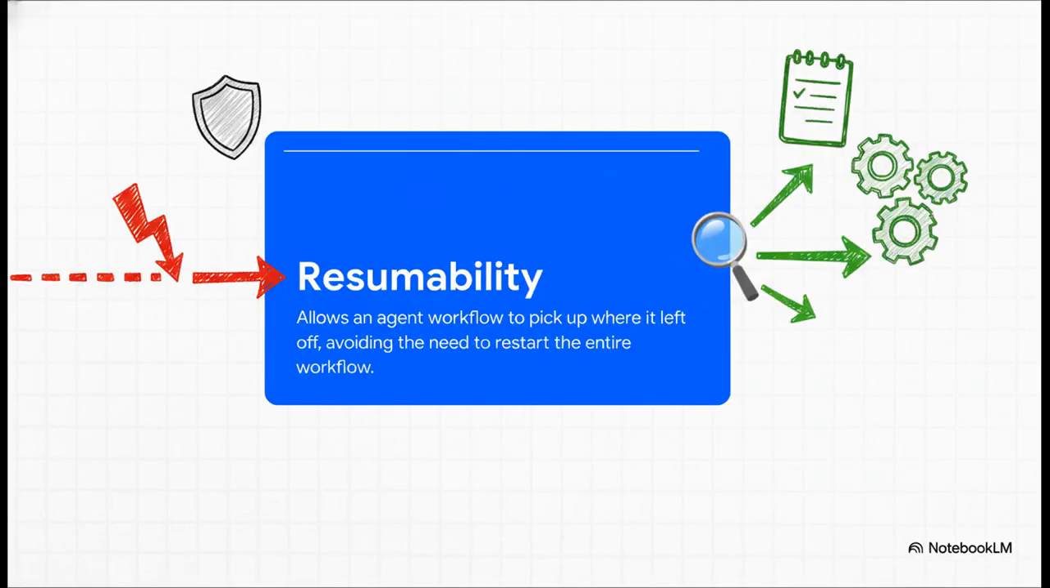Now, let's talk about resumability. This is basically your project's safety net. Imagine your agent is halfway through a really long, complicated task and the connection drops. Without resumability, you'd have to start all over again from scratch. But with it, the workflow can just pick up right where it left off. It's a total game changer.